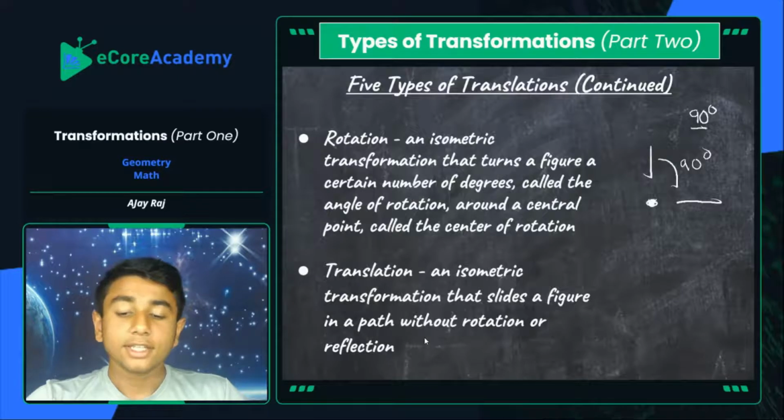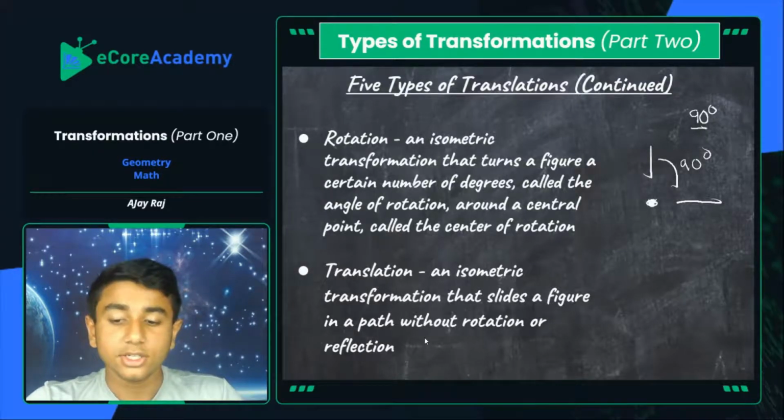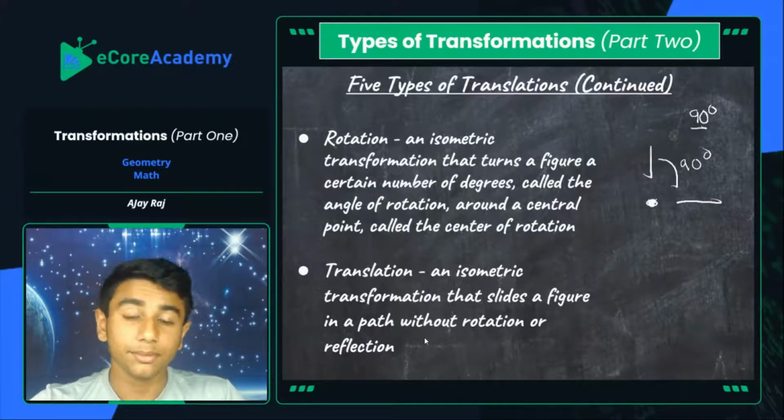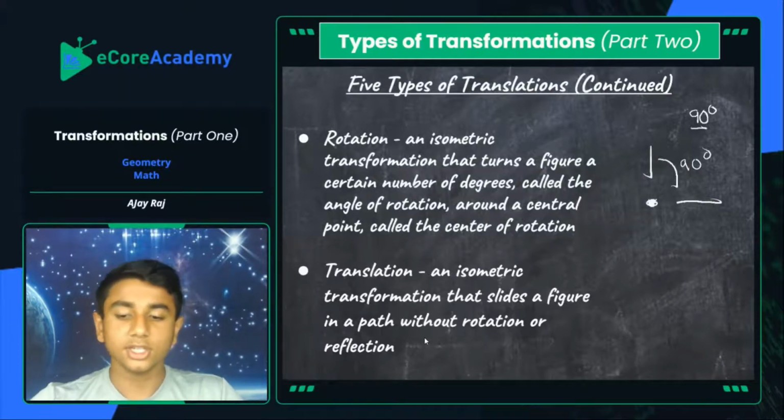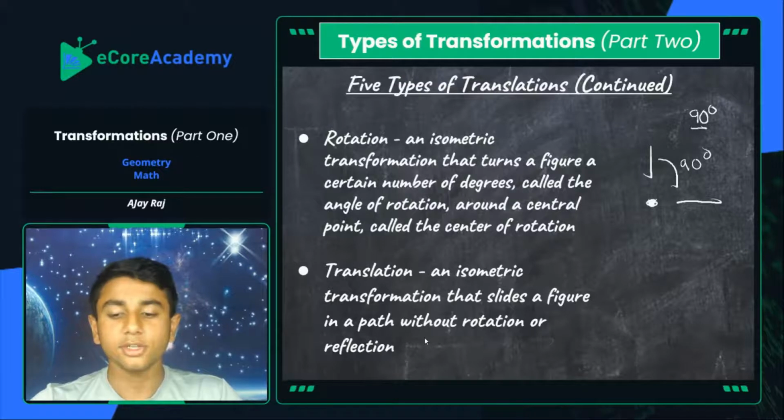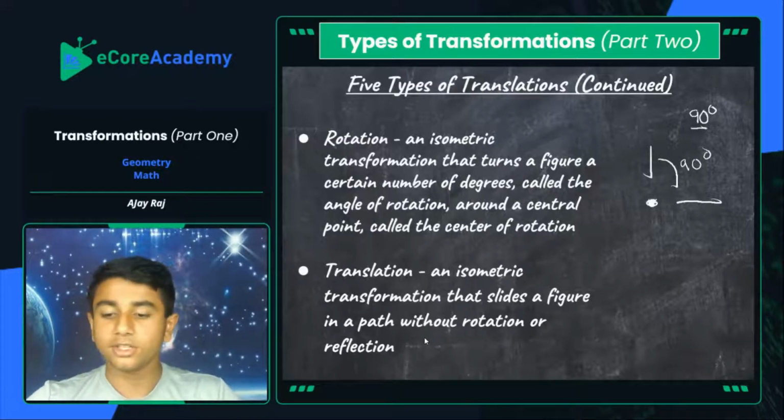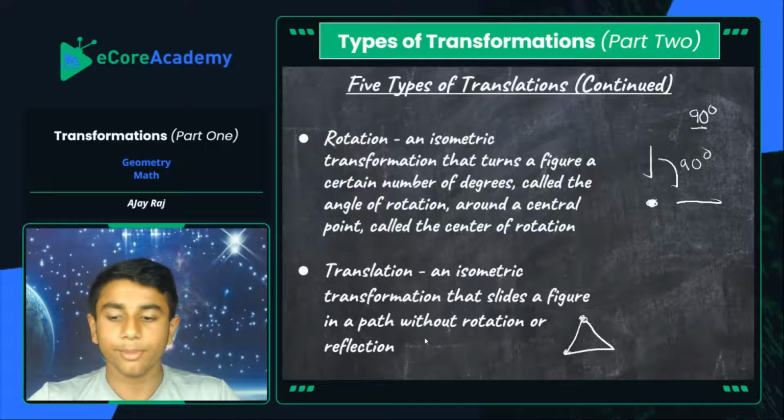And then for our last isometric transformation, we have our translation. Just to recap, isometric transformations maintain congruency. And this translation is an isometric transformation that slides a figure in a path without rotation or reflection. So basically, say for example, a triangle, I love triangles. That's why I've been using them as our main examples here.